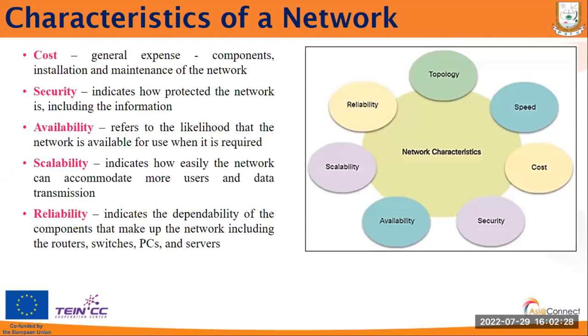Now the next characteristic is availability. Availability is the likelihood that the network is available for use when it is required. You require it and you can use it. Then next is scalability. Scalability indicates how easily the network can accommodate more users and data transmission requirements. Then next is reliability. Reliability indicates the dependability of the components that make up the network, such as network devices, you can call them routers, switches, PCs, servers, etc. Right? So these are all network characteristics of a network.